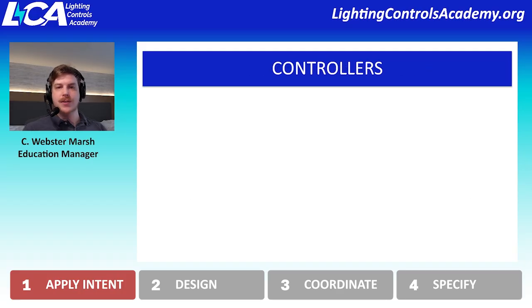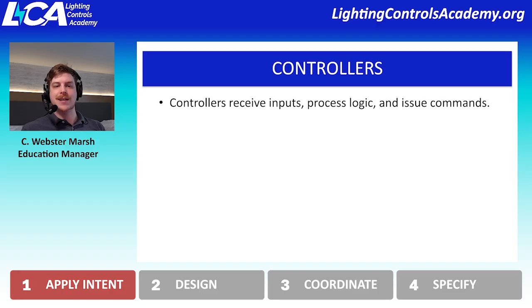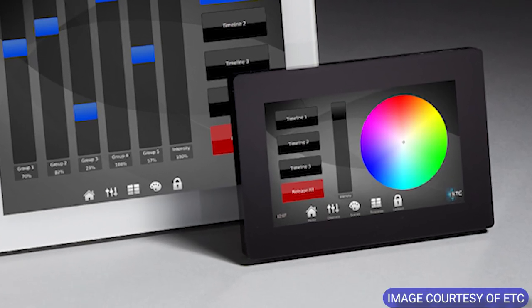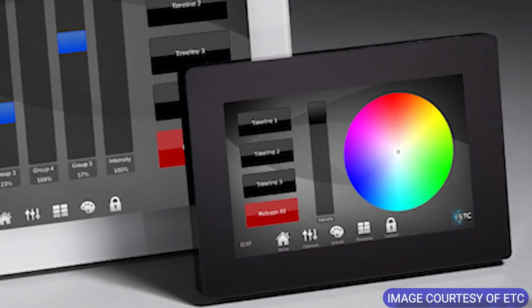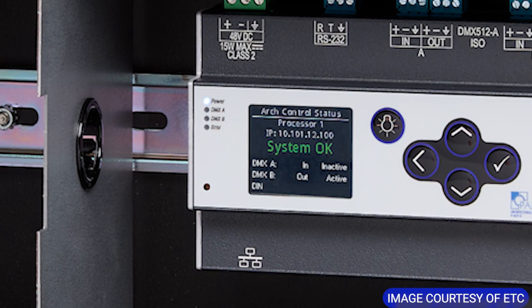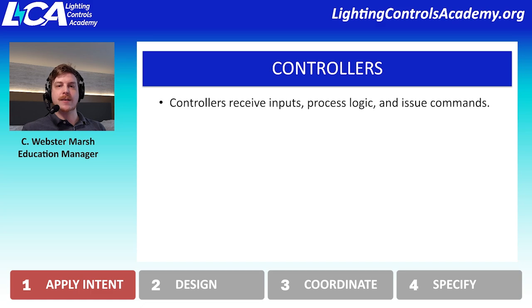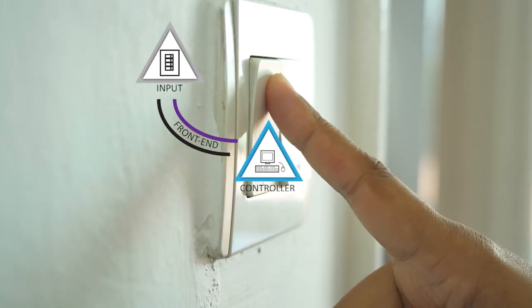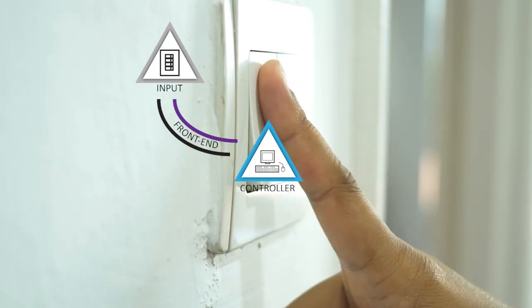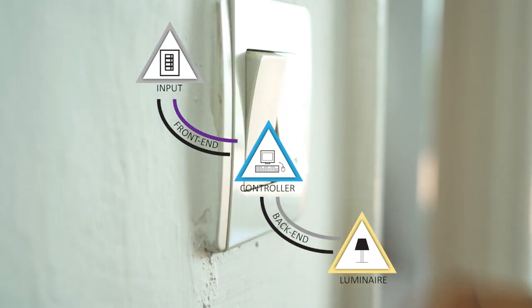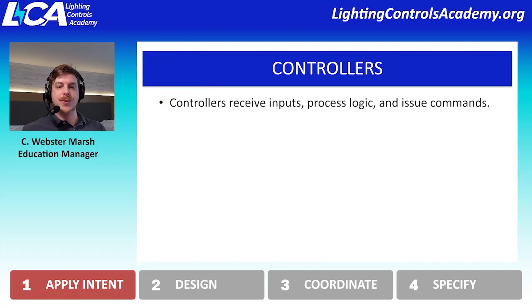So the first thing to talk about when dealing with lighting controls is the controllers themselves. So what are controllers? Controllers are the devices that receive inputs, they process the logic, and they also issue commands. What does that mean? Well, it means that controllers might not actually be the sensors or the buttons on the walls. There might be a device further downstream, meaning past the device's signal point. So if I push a button downstream, it'll send a signal to some other device, oftentimes a controller, and that controller will receive that signal and, having been programmed, will know what to do in response to that.